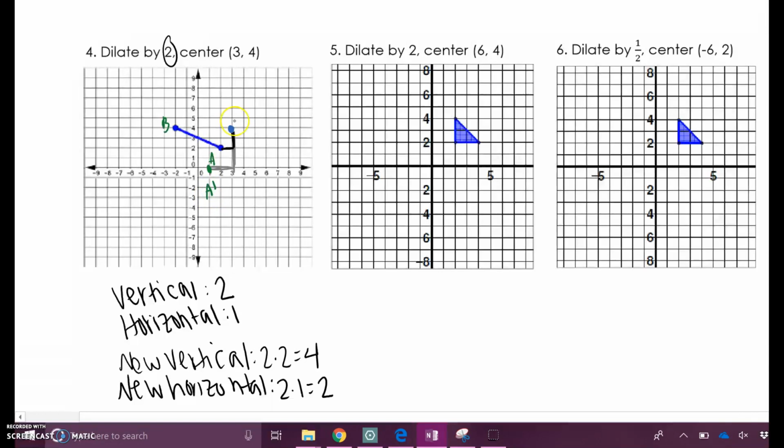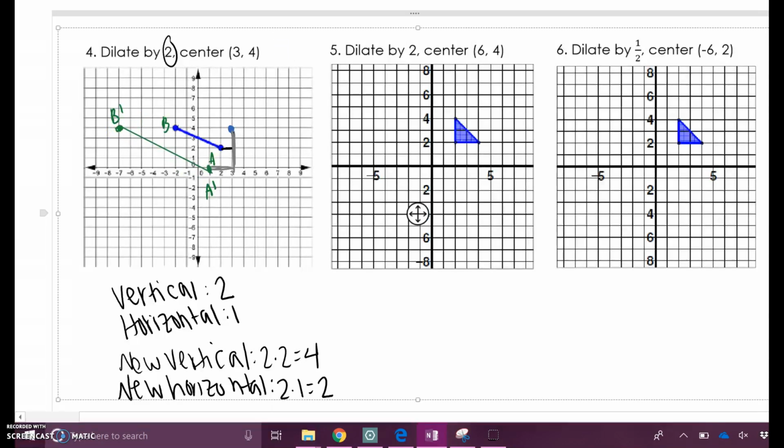Now when we look at point B, its vertical distance is none. If you look, we're right on the same line as the center of dilation. But our horizontal distance right now is 1, 2, 3, 4, 5. So if we double that, we get 10. So point B prime is going to be 10 away from our center of dilation rather than just 5 away. So let's increase that. 1, 2, 3, 4, 5. Here's our B prime point. And we can connect those 2 points with a line.